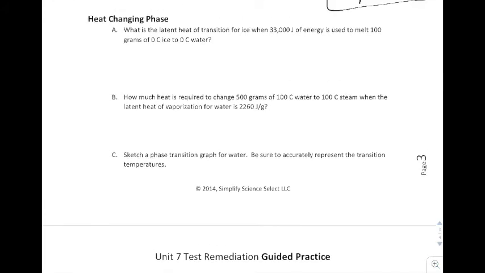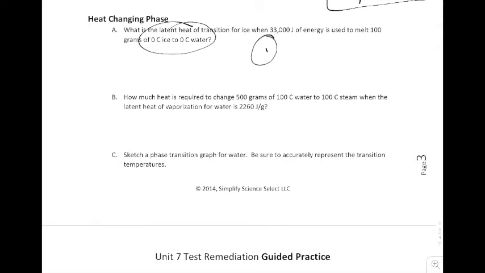Okay, next we get to heat changing phase. When you look at the changing phase, it says, what is the latent heat of transition for ice? Whenever 33,000 joules of energy is used to melt 100 grams of ice at 0 degrees Celsius, and that's really important, 0 degrees Celsius water. Because 0 degrees is the phase transition temperature for ice to water, I know I don't have to add any heat to take it from like minus 10 degree ice into 0 degree ice and then into water.